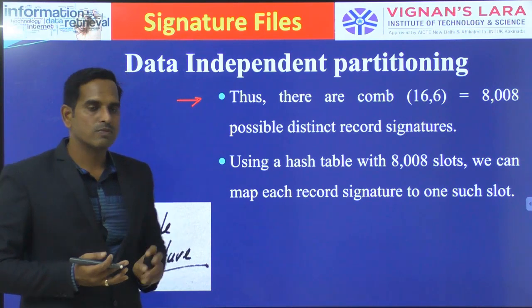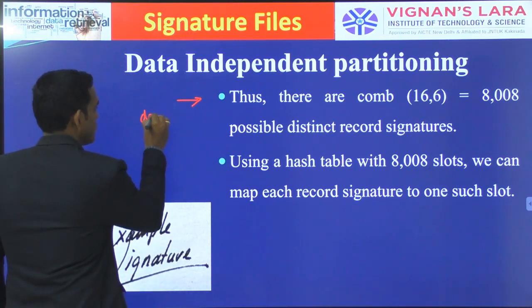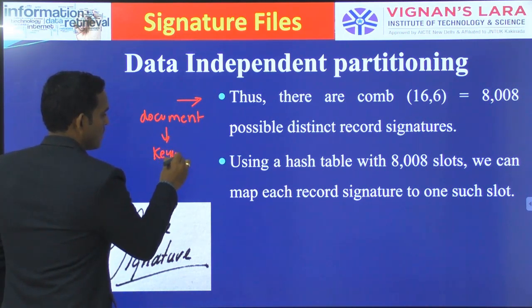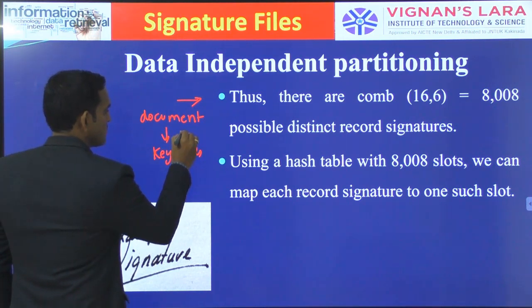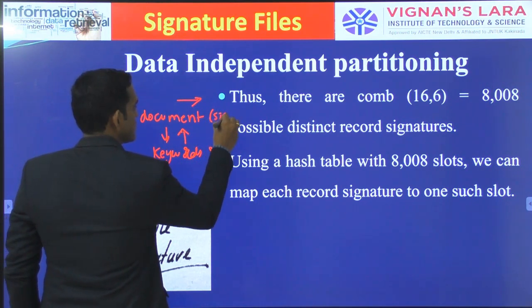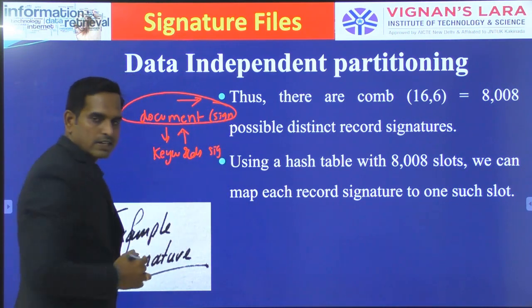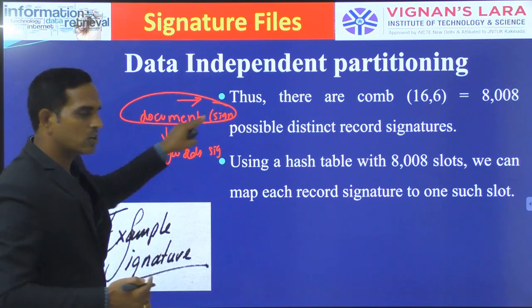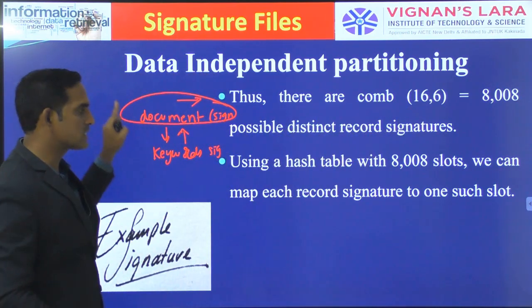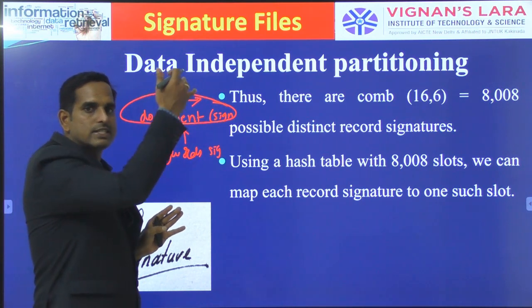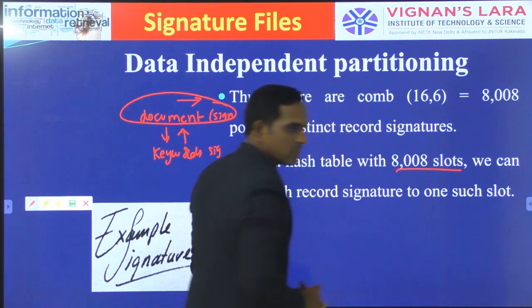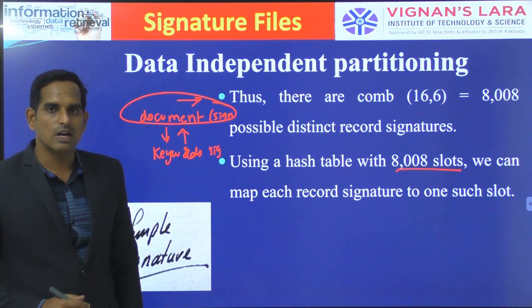So what you are going to do now? What you have done is you have taken the document. For the document, we have the keywords. From these keywords, we have created the keyword signature. Using the keyword signature, we have created the document signature. You will be having more than one document in your IRS system. There is a possibility that you can create 8008 different document signatures for your system. All those 8008 document signatures can be mapped to 8008 slots in your hash table. This is how you are going to perform.